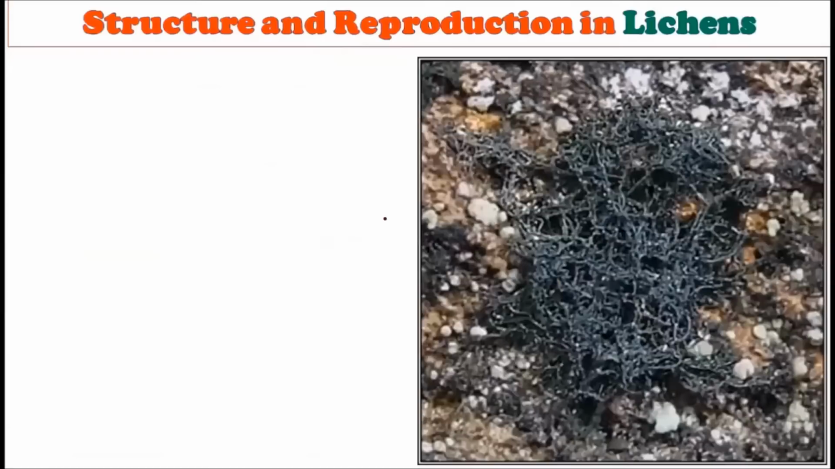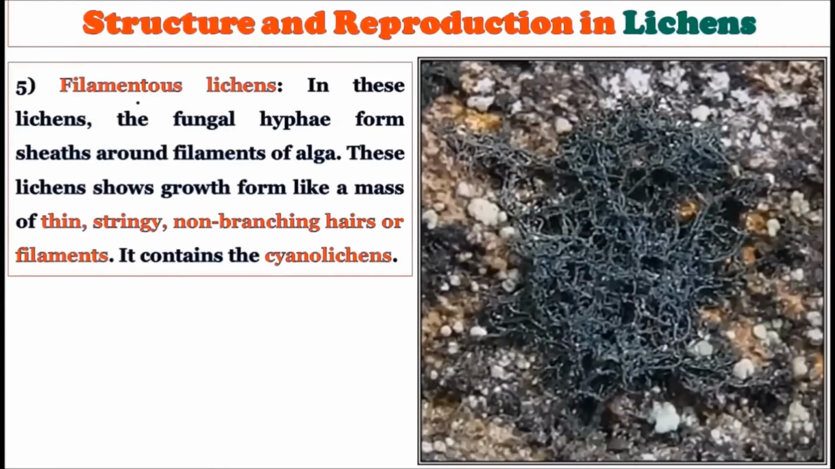Okay, now consider. Next is the Filamentous lichen. Now see, these are very different lichens, but still we have to study them because they show very peculiar characteristics. Now observe this in this particular diagram. What you are seeing is the filamentous lichen. In these lichens, the fungal hyphae form the sheath around the filamentous alga. Okay, now you know the filamentous alga, this structure is shown by the cyanobacteria. Now carefully observe this point.